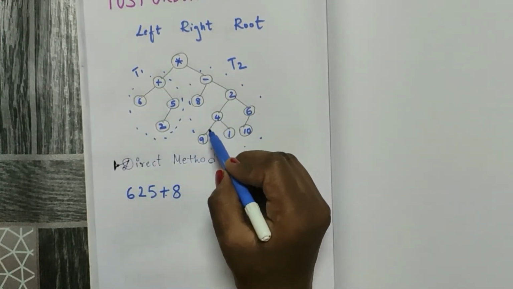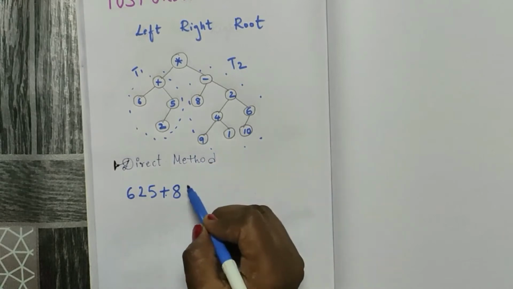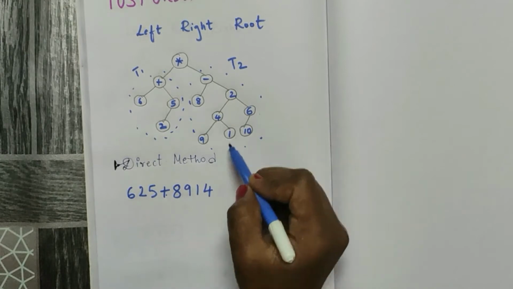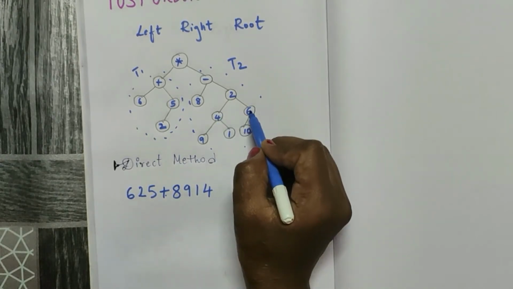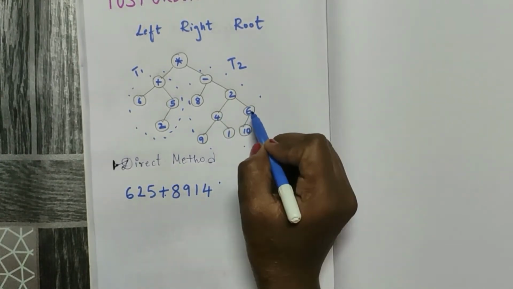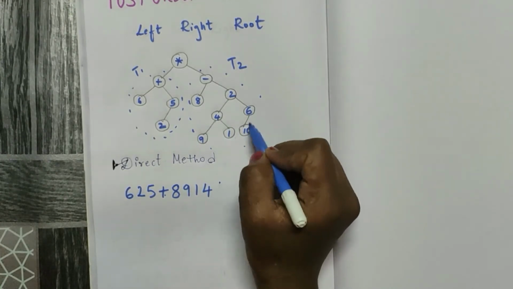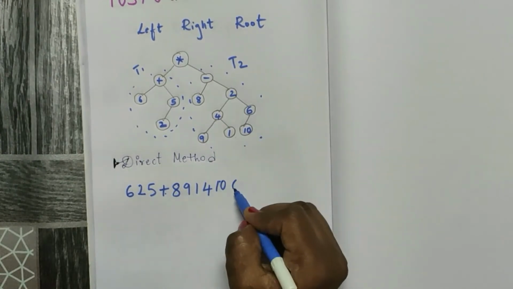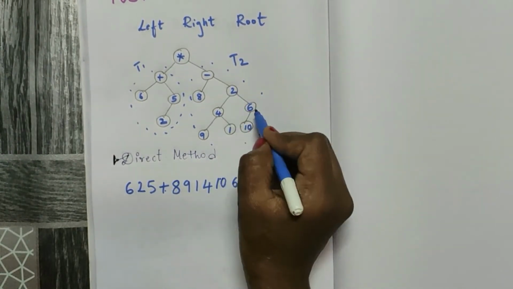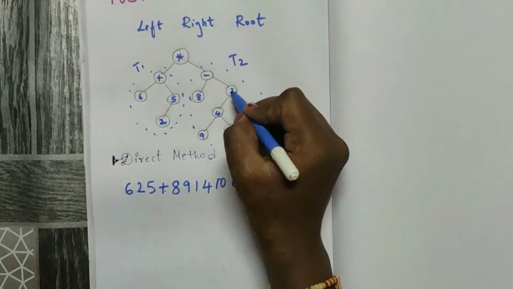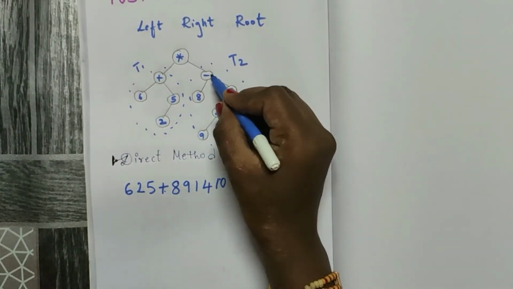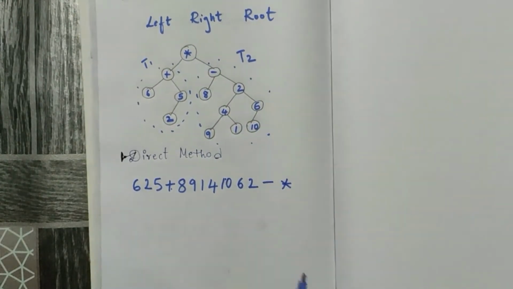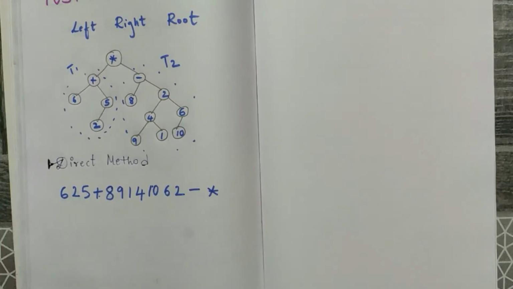So left, now left has 2 children, so first 9, so left, then right and then the root, and again left, right. So left is already done. Now right 6, we have another child over here, so this left should be written here, there is no right, then root comes, then this left, right, then the root. Now left is done, right is done, then the root, and then the final root. So this is how you solve in the direct method.